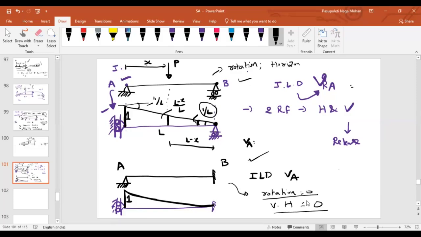Now you can tell me one thing. Now see here, if the load is at A, what is the reaction at A? Let us say there is a load P. Yes, the ordinate is 1. So what is the reaction at A if the load is at A?